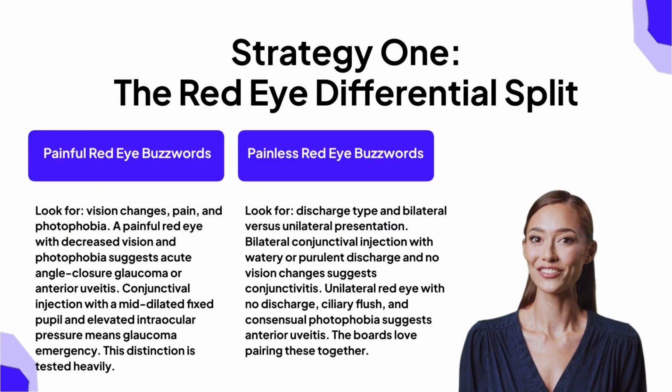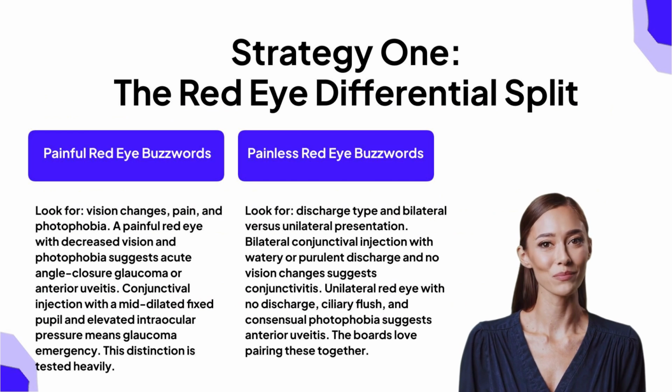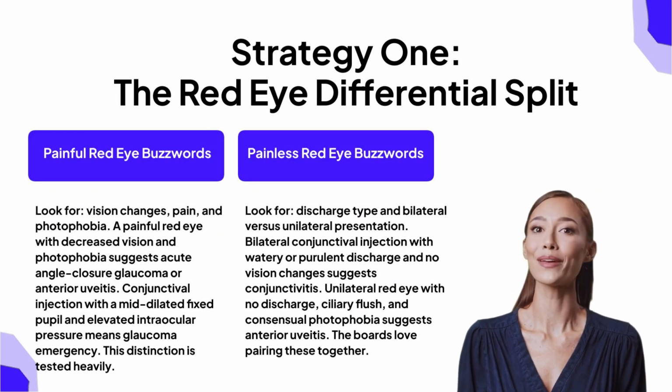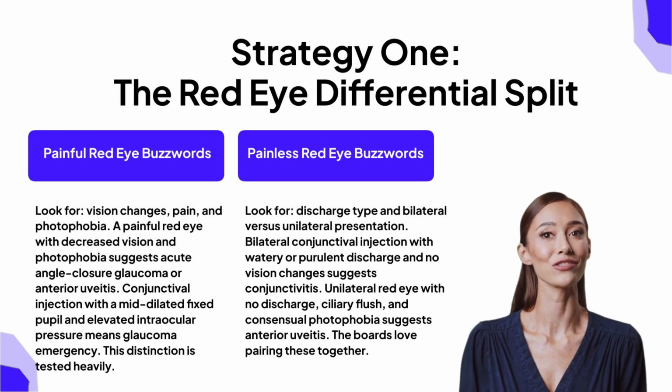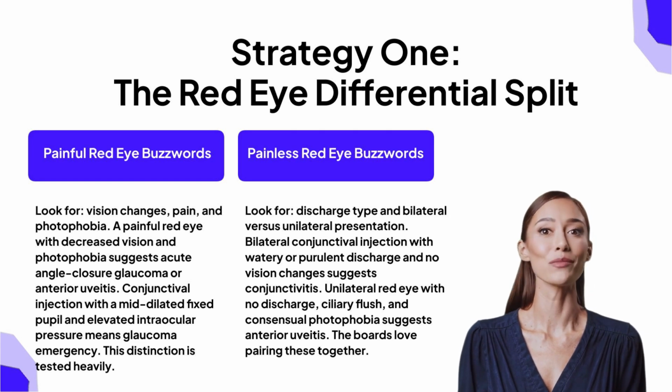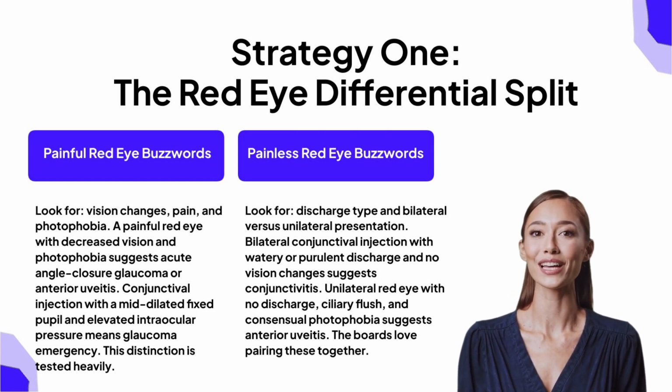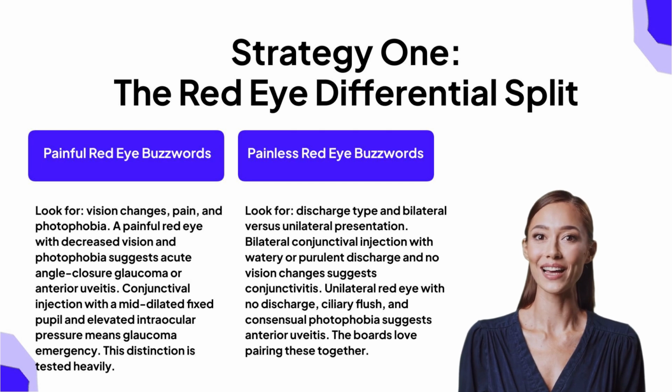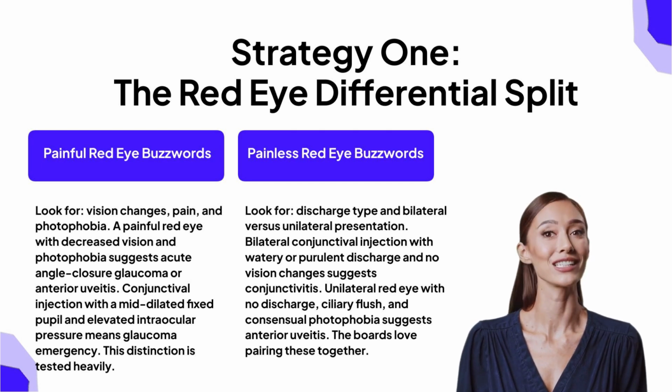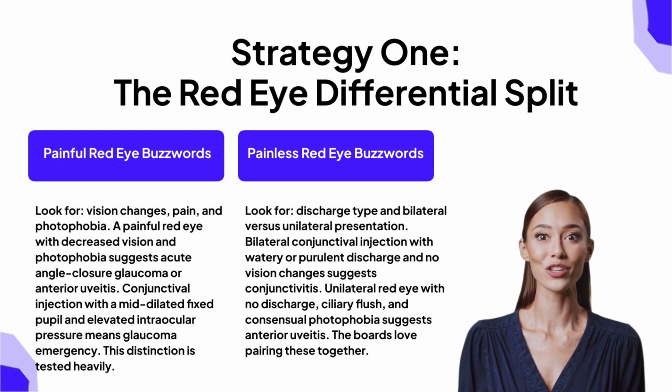Our first strategy is the red eye differential split. When you see a question about a red eye, immediately ask yourself, is this painful or painless? For painful red eye, the key questions are whether there is vision loss, photophobia, and what the pupil looks like. A painful red eye with decreased vision, halos around lights, and a mid-dilated fixed pupil is acute angle closure glaucoma until proven otherwise. A painful red eye with photophobia, ciliary flush, and a small irregular pupil is anterior uveitis.